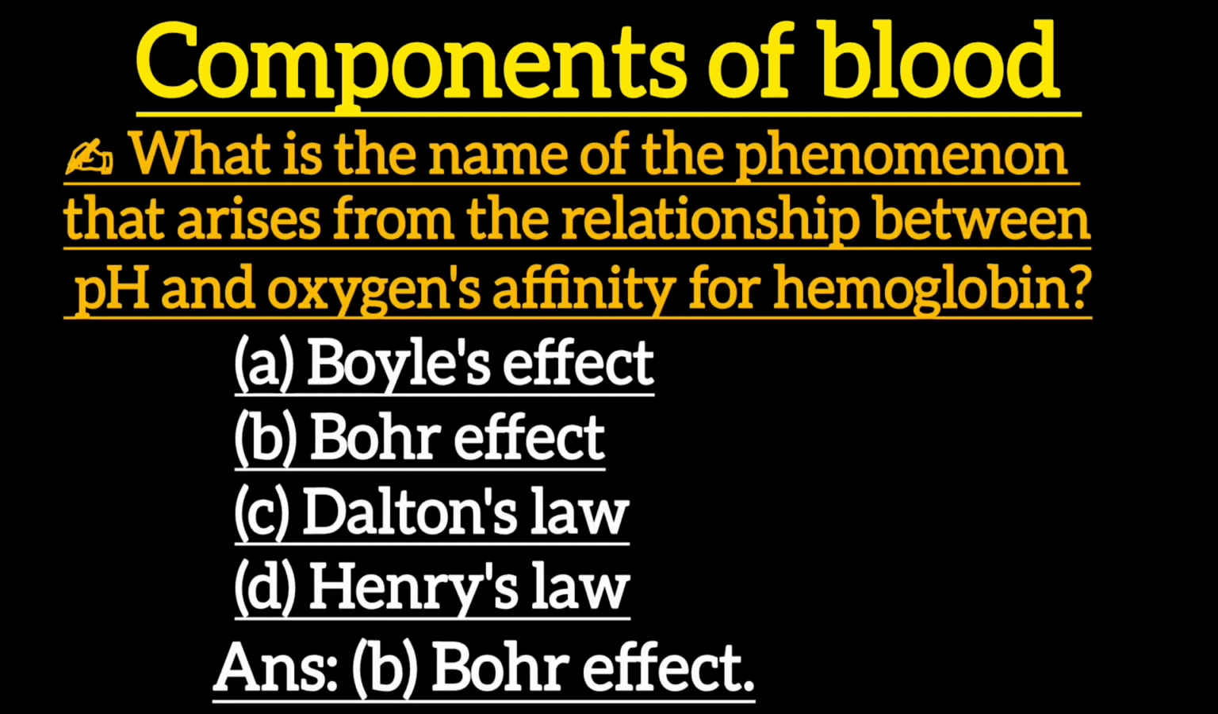Next one is what is the name of the phenomenon that arises from the relationship between pH and oxygen's affinity for hemoglobin? Option A Boyle's effect, option B Bohr effect, option C Dalton's law, option D Henry's law. Correct answer is option B Bohr effect.